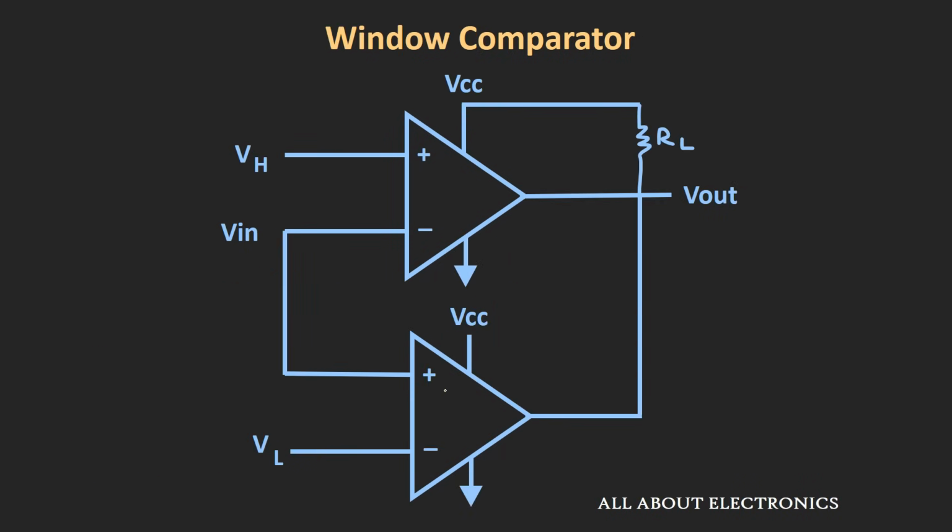This window comparator can be designed by combining the inverting and the non-inverting comparators. As you can see here, the first comparator is the inverting comparator, and the second comparator over here is the non-inverting comparator, and both are connected using this external pull-up resistor, and because of this configuration they will act as a wired AND connection.